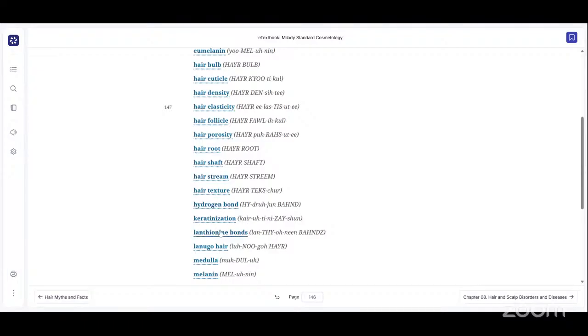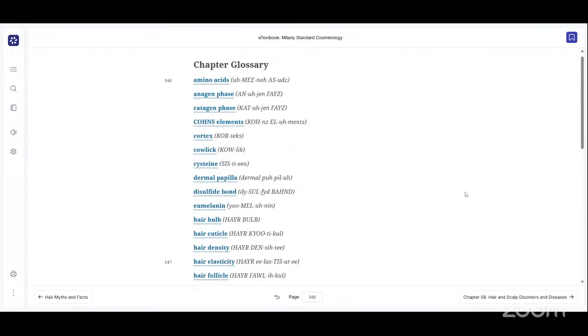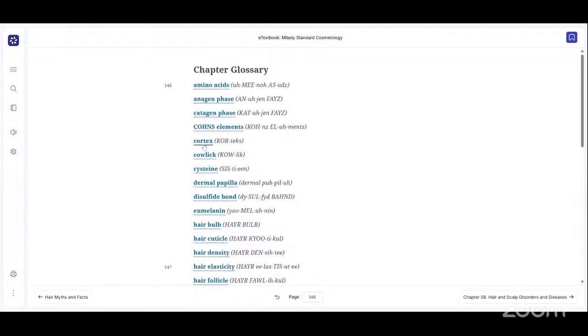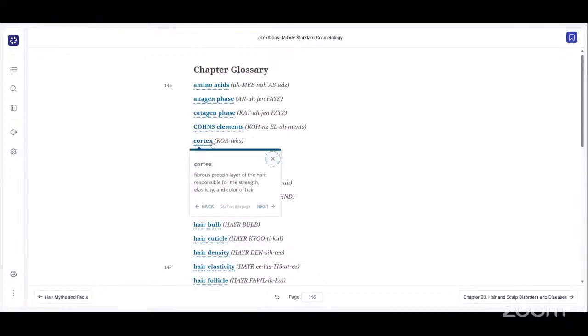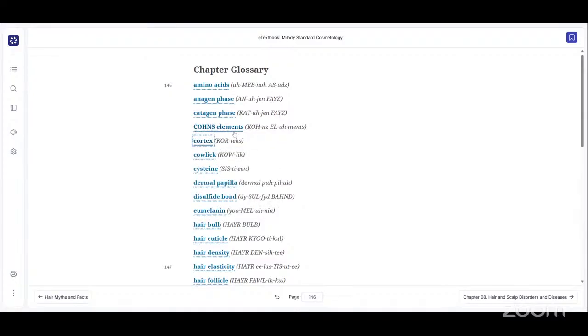The cortex. Where's the cortex? There we go. The fibrous protein layer of the hair responsible for strength, elasticity, and color of hair. Now, the cortex is very important. It says responsible for the strength of the hair, the elasticity, the moisture, the color of hair. This is something we need to make sure that we understand. You will see these terms again.